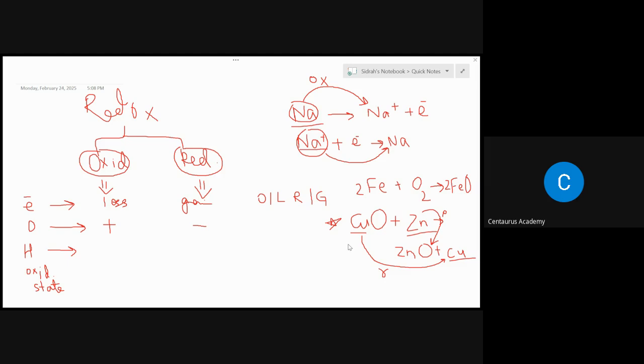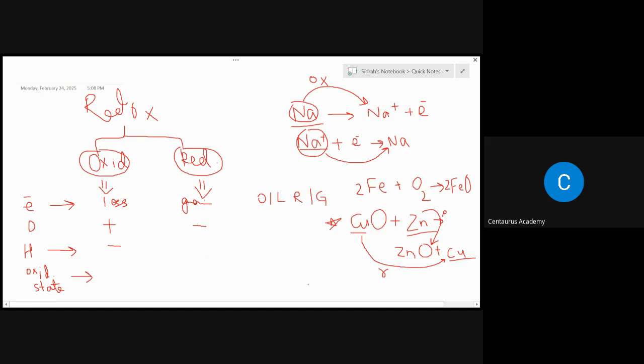Okay, next up we have hydrogen. Now, if hydrogen is lost, we say that an oxidation reaction has taken place. And in terms of hydrogen, reduction is similarly gain of hydrogen.